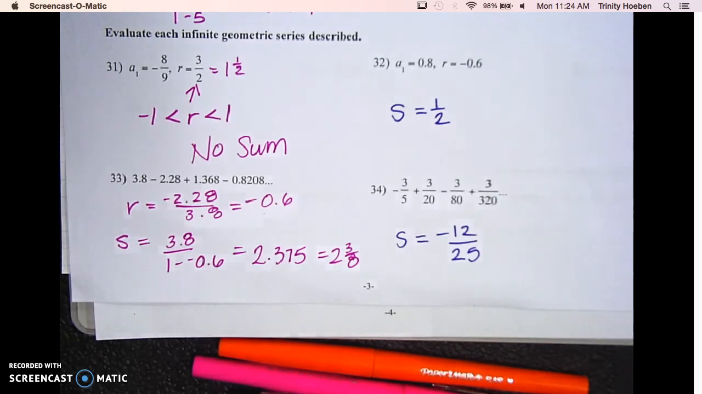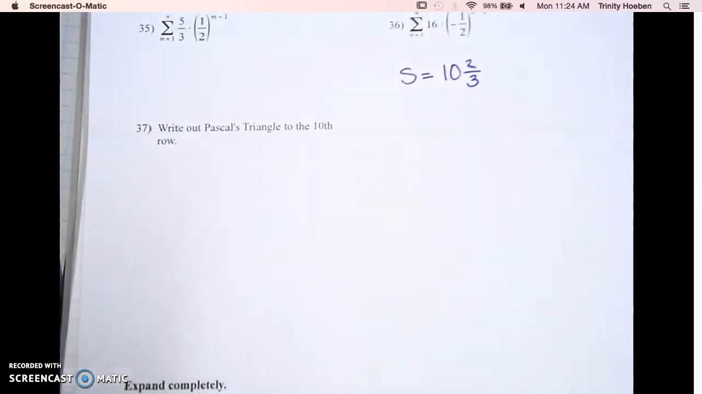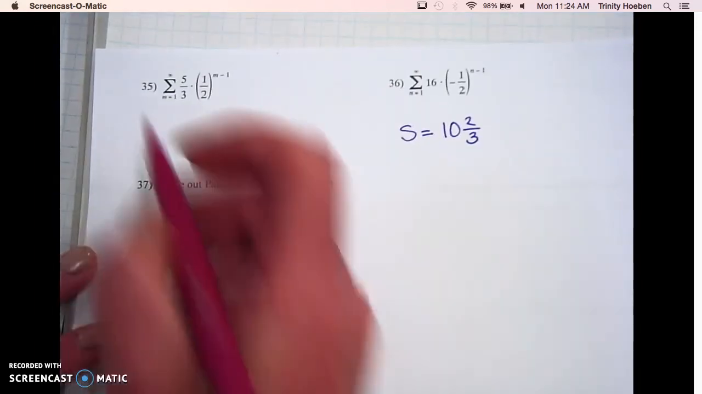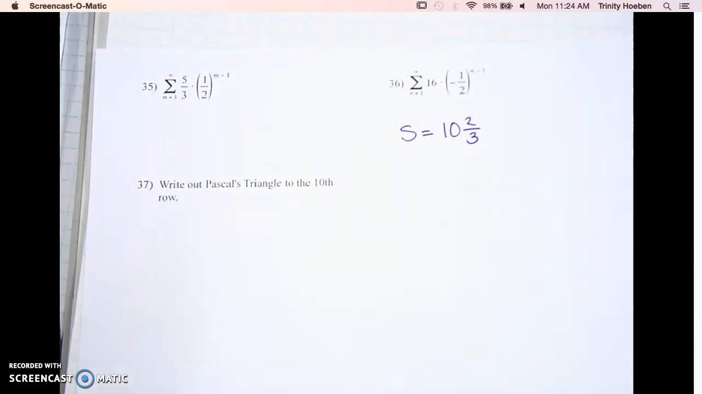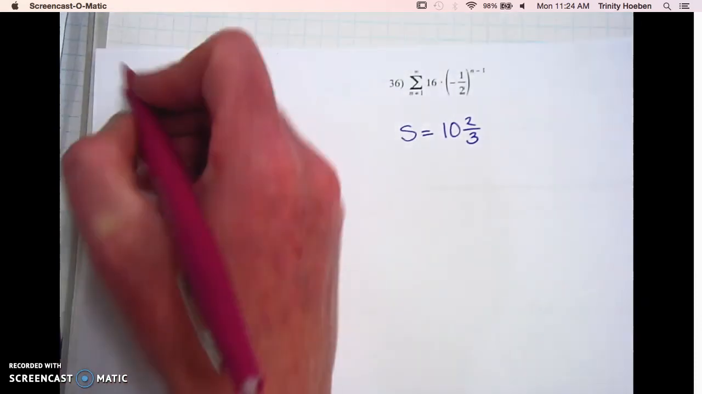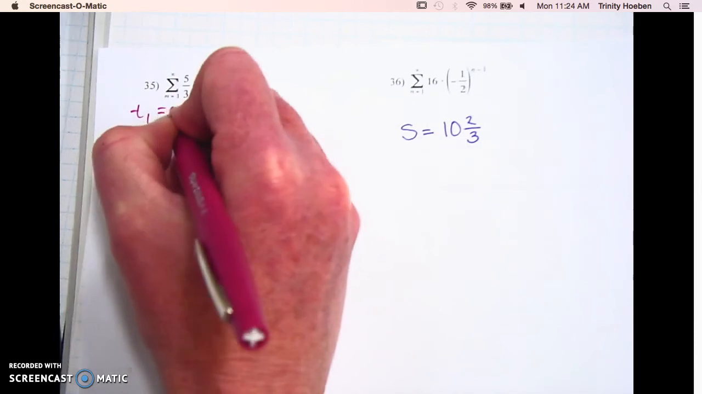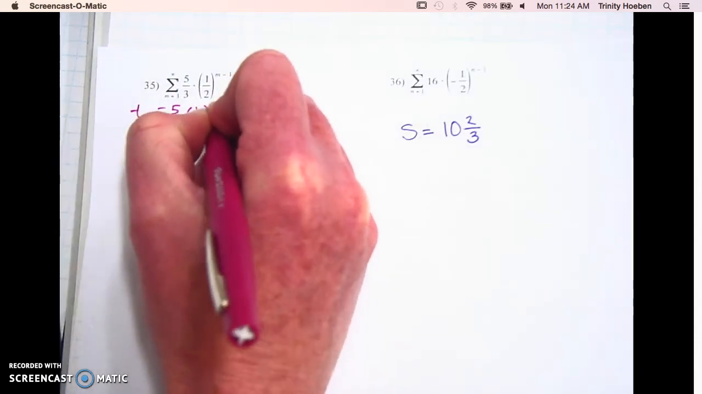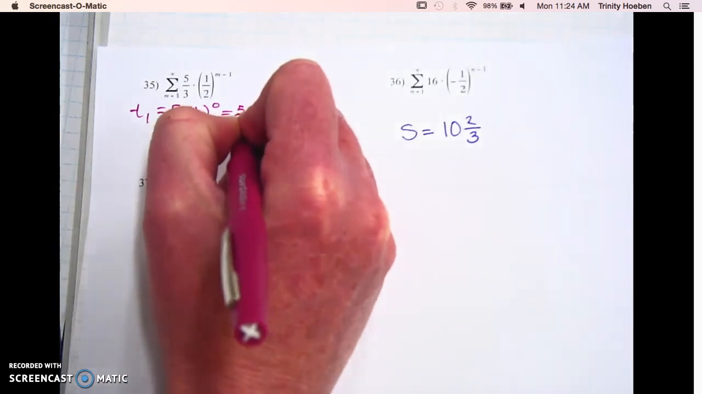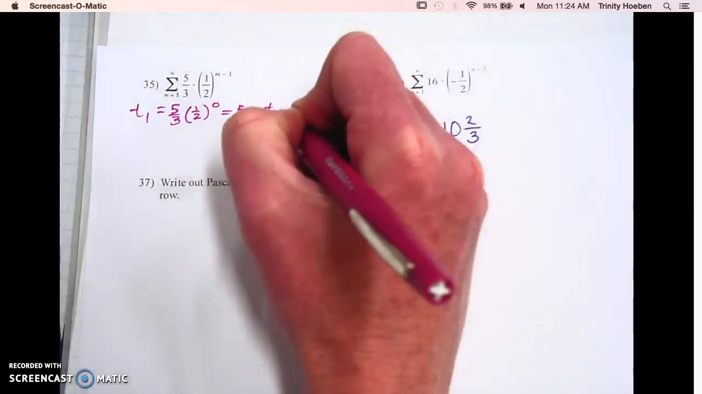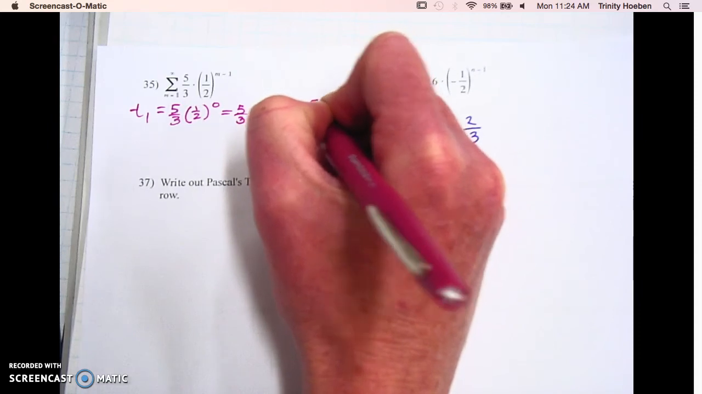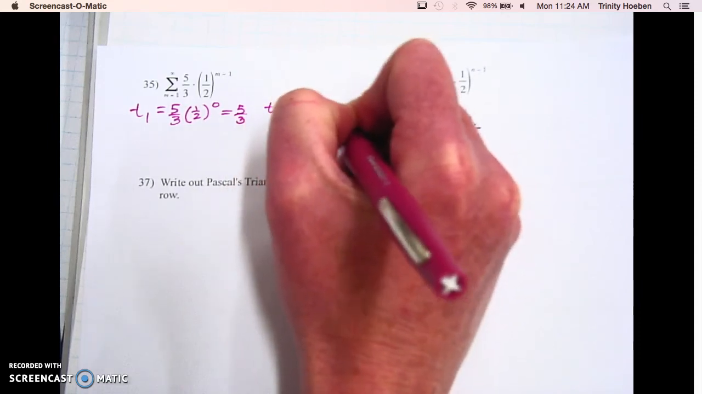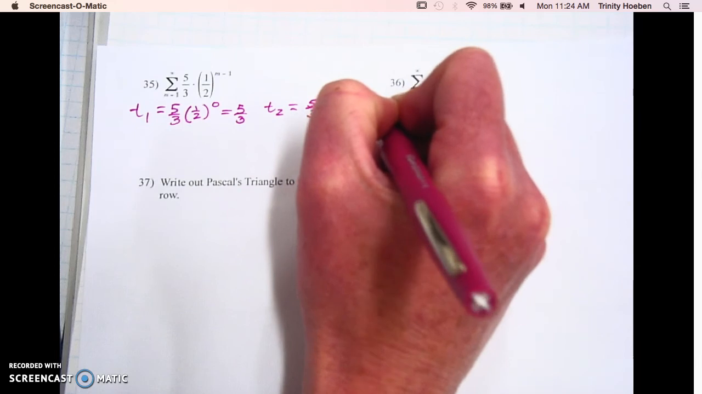And there's one more at the top of the next page that I'm going to do. So on the top of page 4, number 35 up there, I need the value of the first term. So I'm going to have 5/3 times 1/2 to the 0 power, which is 5/3. And the value of the second term is 5/3 times 1/2 to the first, which is 5/6.